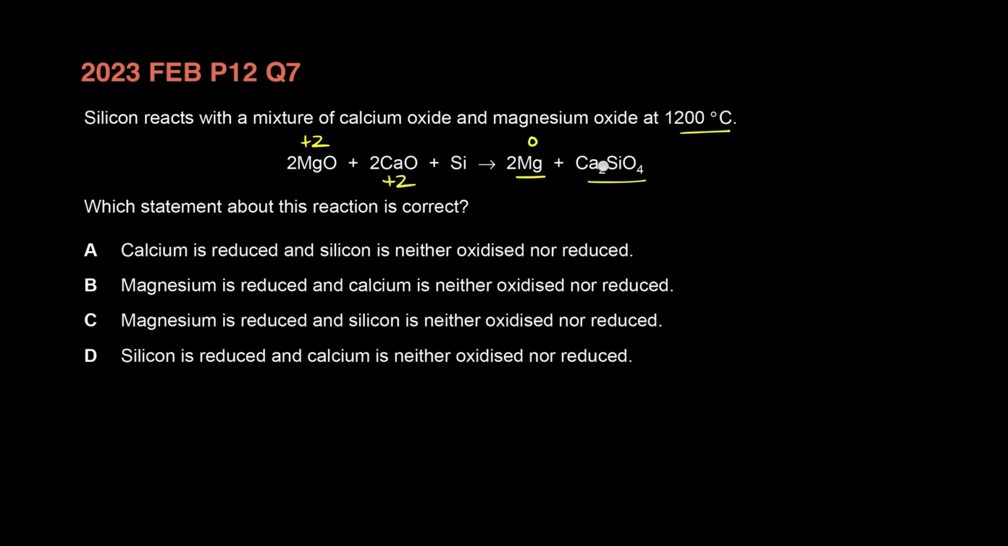Calcium goes from +2 to seemingly +2. Silicon goes from 0 to, by the way, if you figure this out, calcium is 2 plus, and there are 2 of them, so SiO4 will be a 4 minus ion.